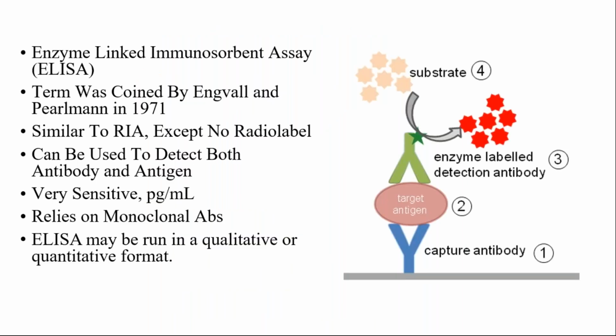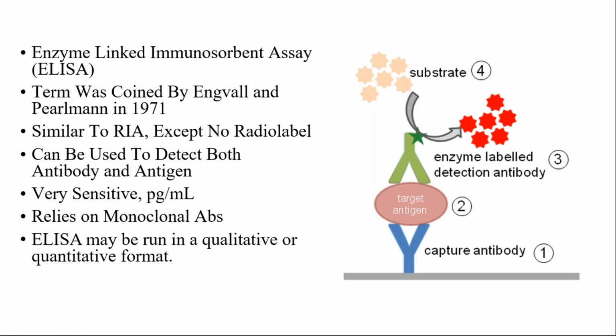In the protein-based assays, we have the technique known as enzyme-linked immunosorbent assay, or ELISA, and the term was coined way back in 1971. It is similar to radioimmunoassay, except there is no radio label over here. It can be used to detect antigen and antibody. It is very sensitive at picogram levels. They use monoclonal antibodies, and the ELISA can be run in both a qualitative or a quantitative format.